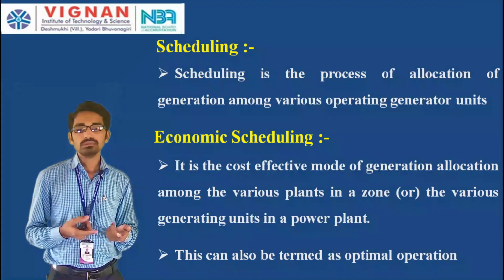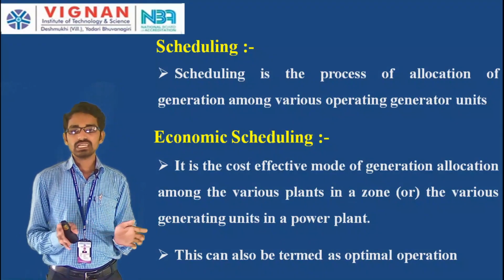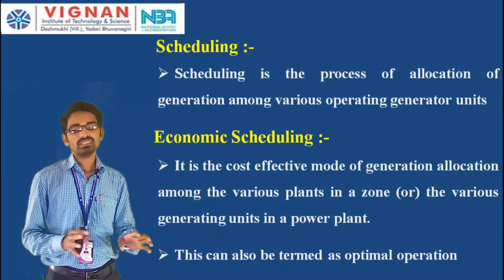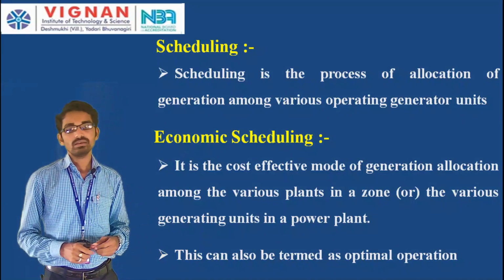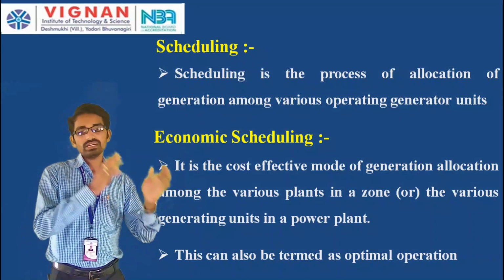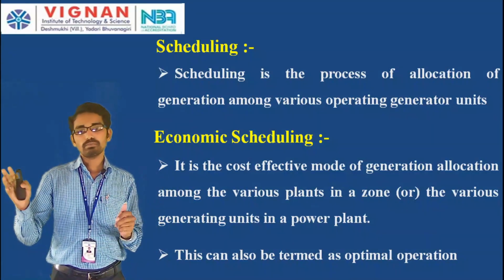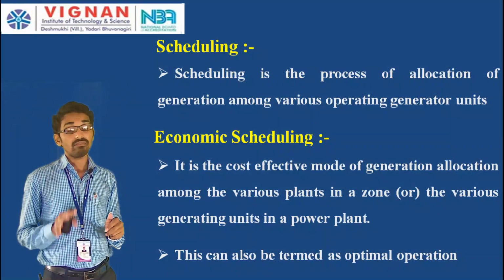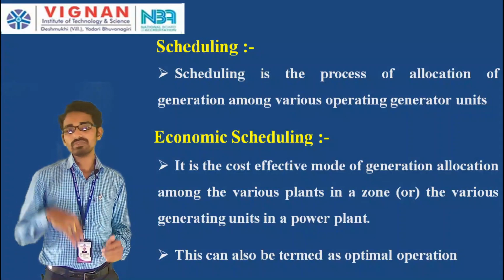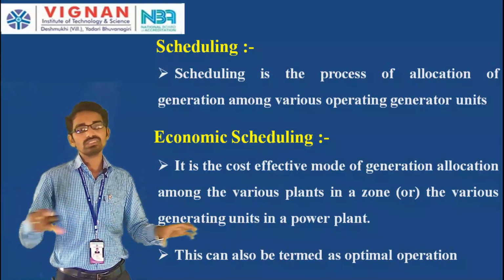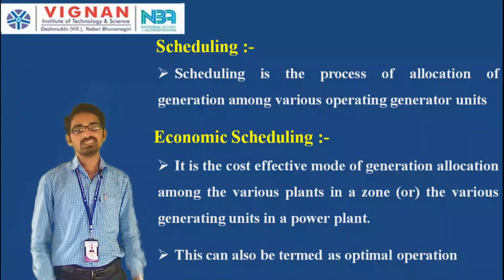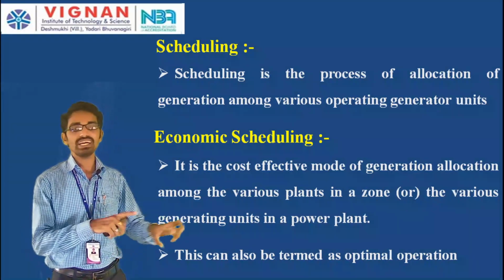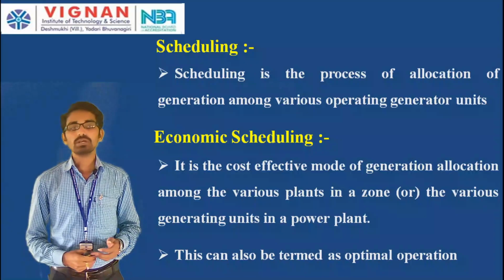Without considering economic scheduling, we just allocate between the 4 generating plants, 2500 megawatts each. Each generating plant is allocated 2500 megawatts without considering economic operation. But when you come to economic operation, out of these 4 generating stations, which generator will generate electricity with less cost, we are going to find by solving the economic load dispatch problem.